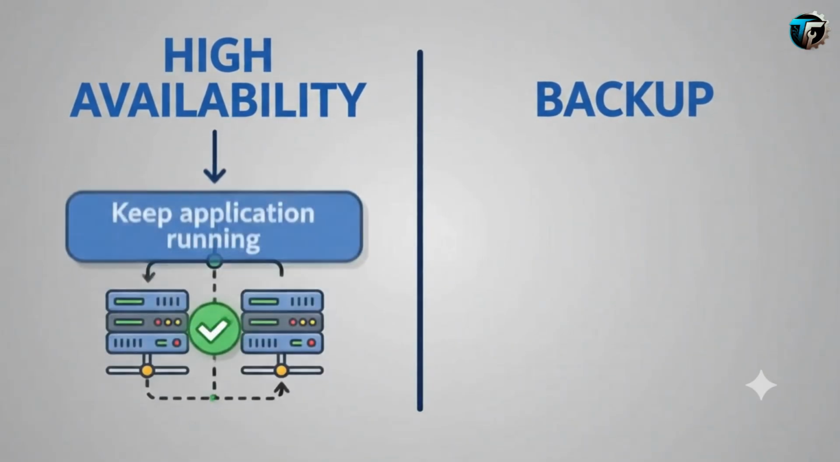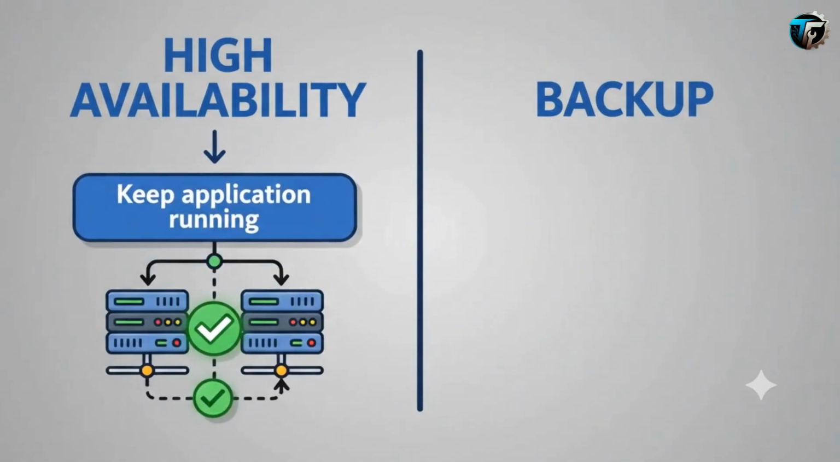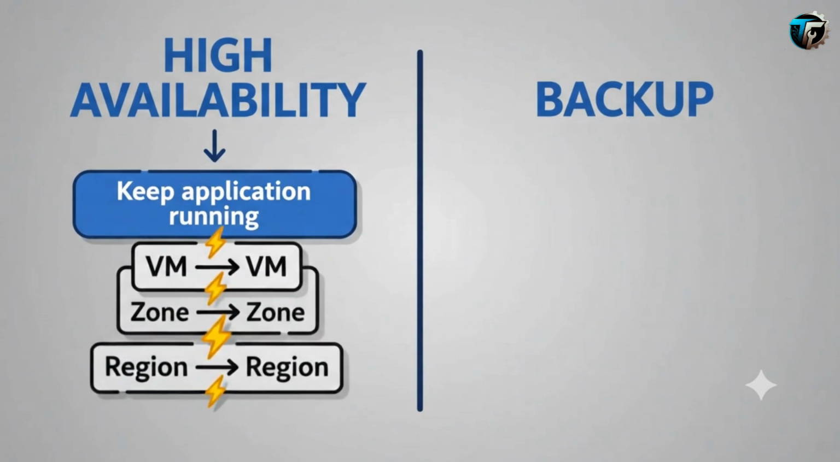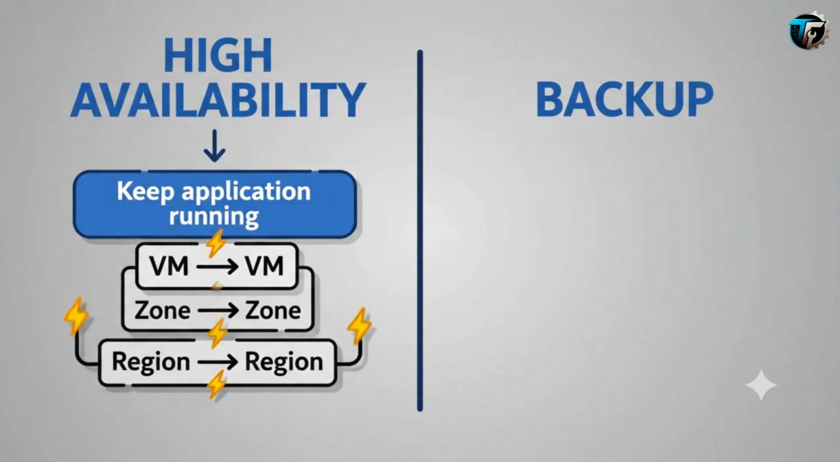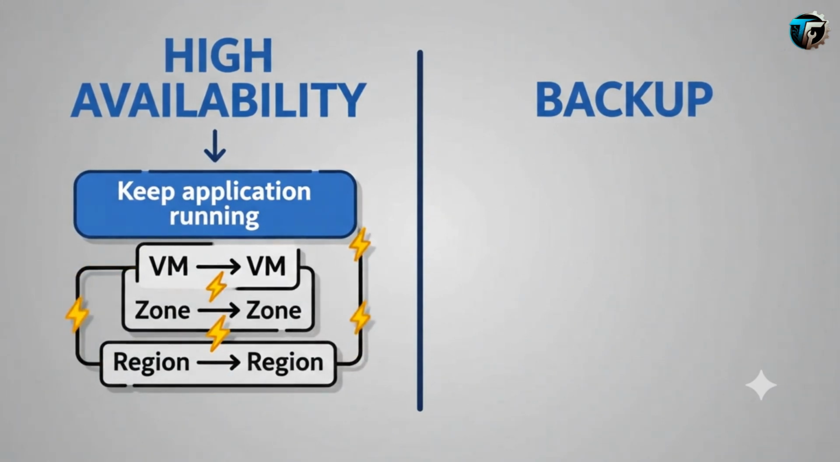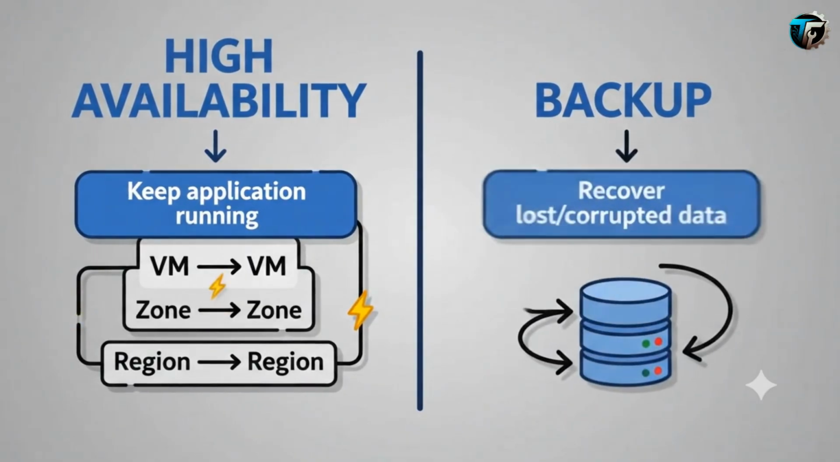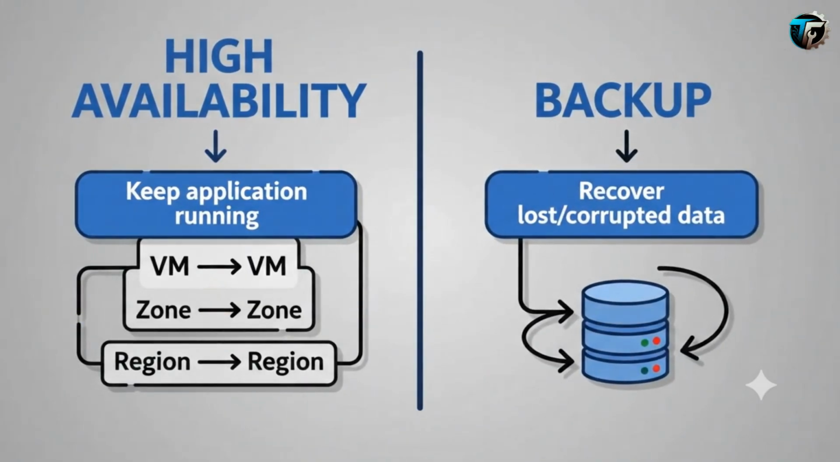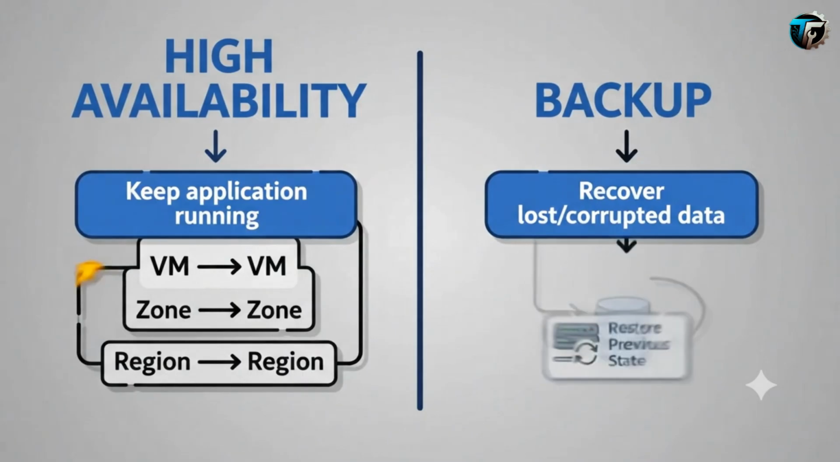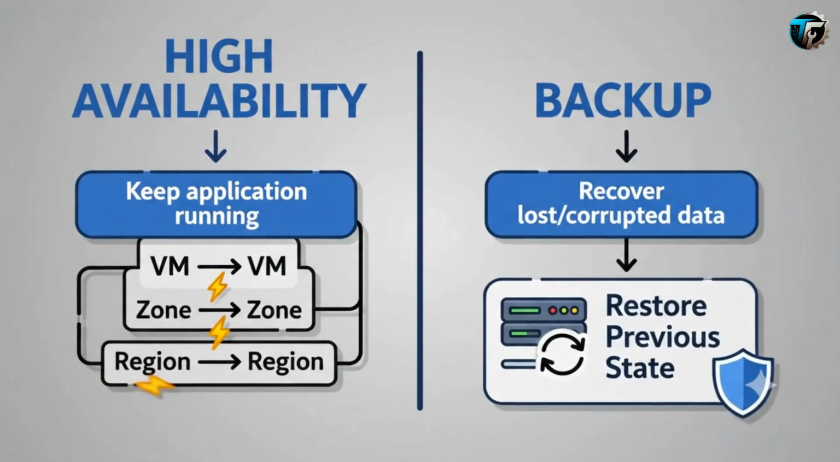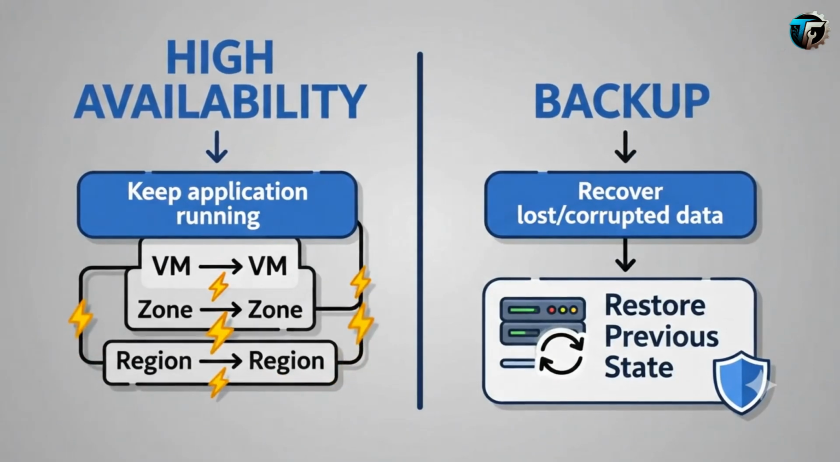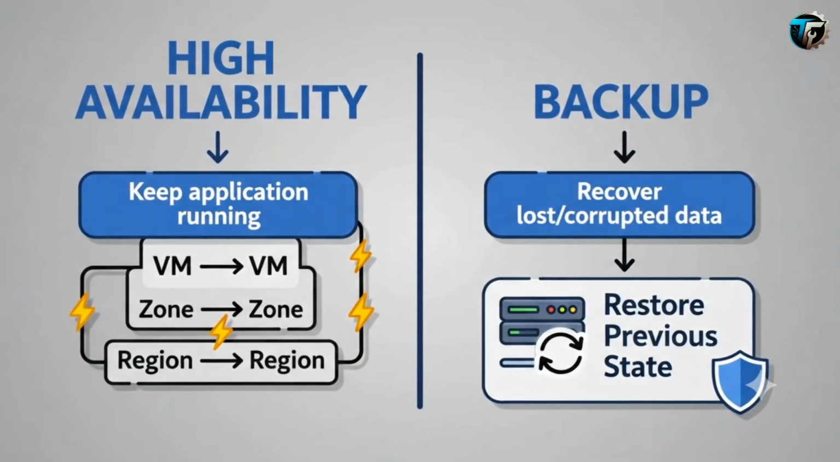High availability and backup are not the same thing. High availability is about keeping your application running when something fails. Backup is about recovering data when information is deleted, corrupted, or otherwise needs to be restored. You can have a highly available application and still lose important data. That's why a production architecture needs both availability and recovery strategies.